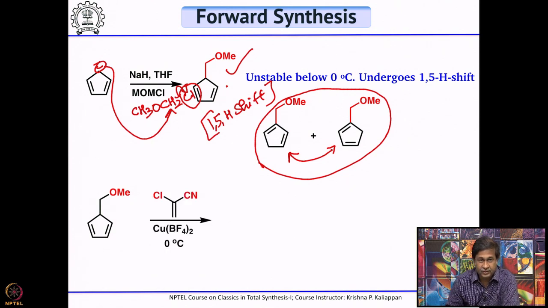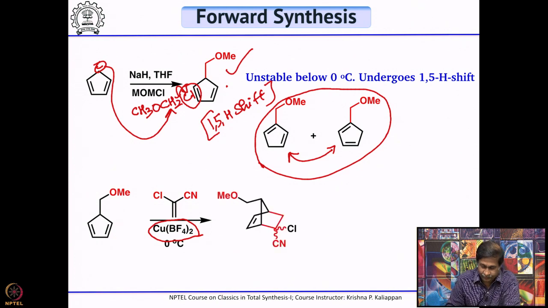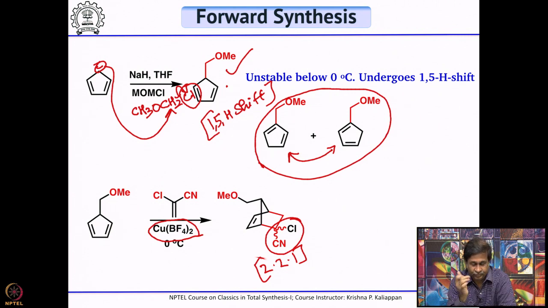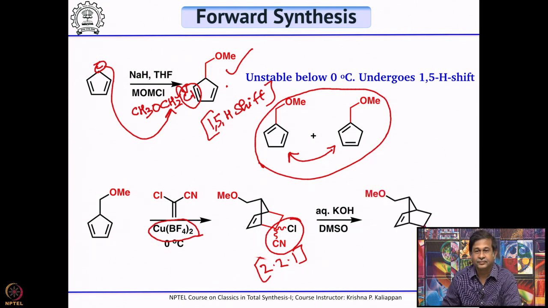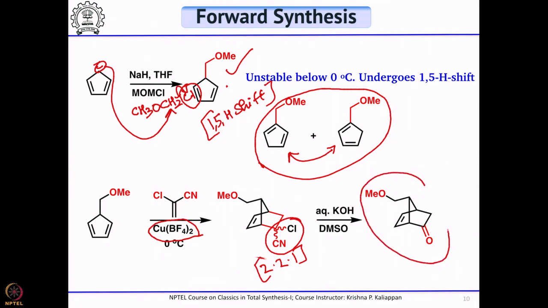So, what he did, he took this compound and then treated with alpha-chloroacrylonitrile in the presence of copper fluoroborate. The copper fluoroborate helps to do this reaction at very low temperature. You can do it sub-zero, and when you do that, you get the corresponding bicyclo 2-2-1 adduct. So, now you got this chloroacrylonitrile adduct. As you know, this is a synthetic equivalent of ketene. So, the next step is the hydrolysis of the acrylonitrile adduct to get the corresponding ketone. Okay. So, as we have seen in the retrosynthesis, he could successfully make this bicyclo 2-2-1 ketone. The next step is to carry out Bayer-Villiger oxidation.